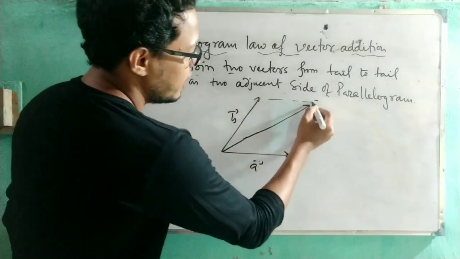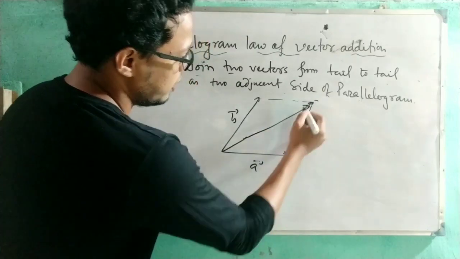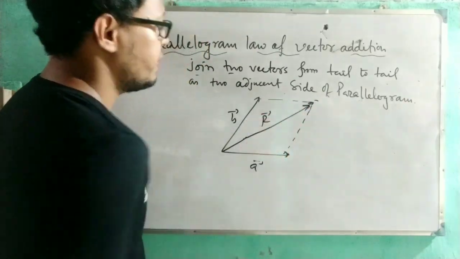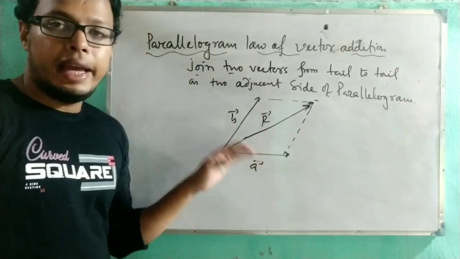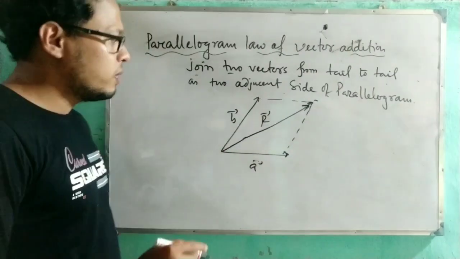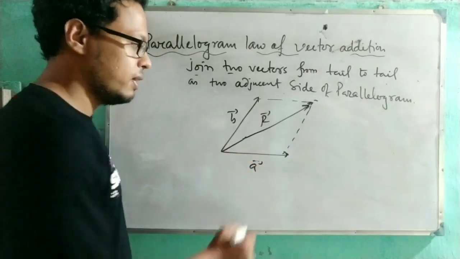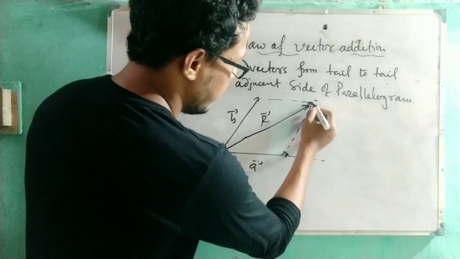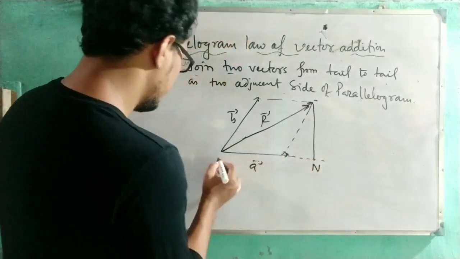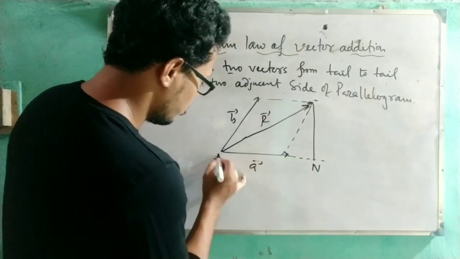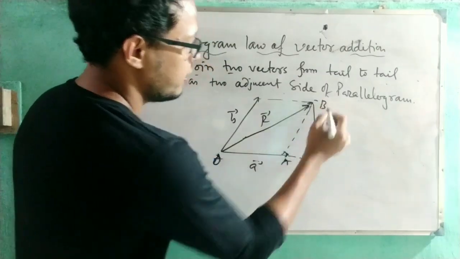So complete the triangle first. Then this R represents the resultant of A and B. I will apply the same method. See, extend it and draw the normal. This is N, this is A, suppose O, A and B.